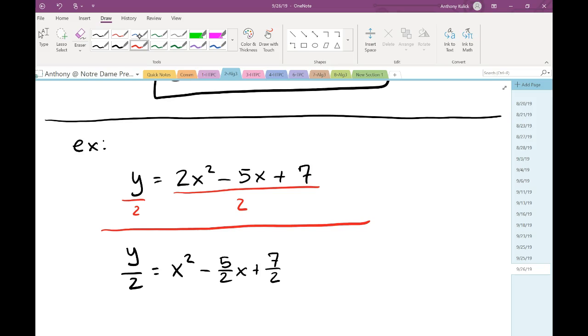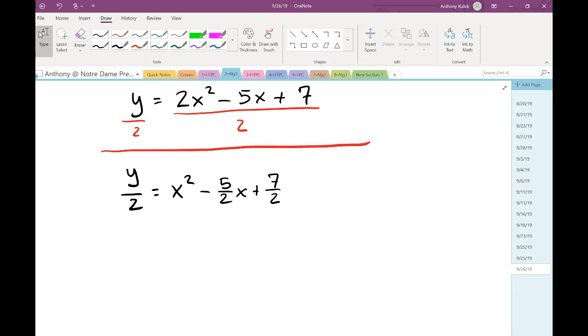What I'm going to do next is I'm going to subtract that c from both sides. So I'm going to subtract 7 over 2 from both sides.